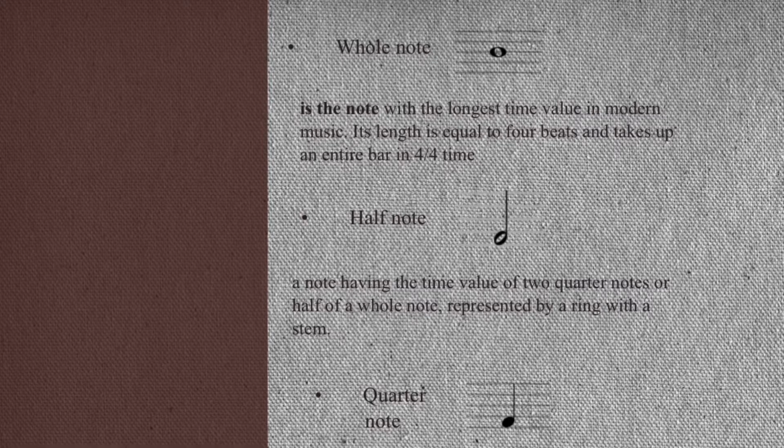Next is half note. Half note is a note having the time value of 2 quarter notes or half of a whole note, represented by a ring with a stem. So if the whole note is equal to 4 beats, then half note is equal to 2 beats.